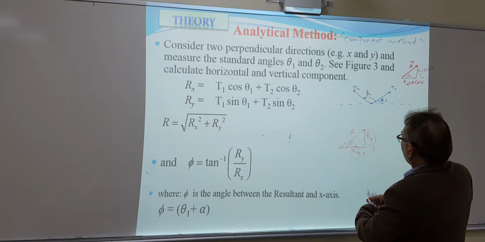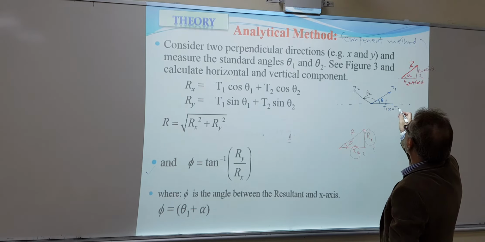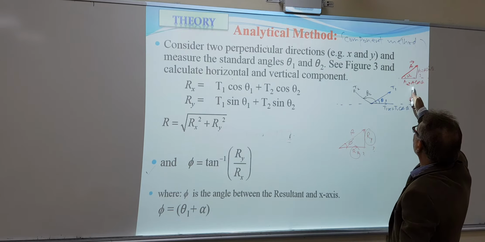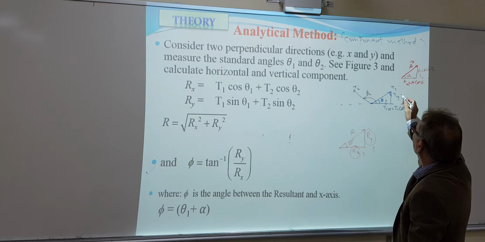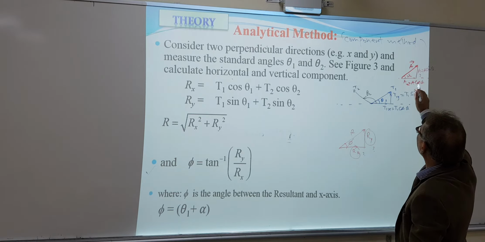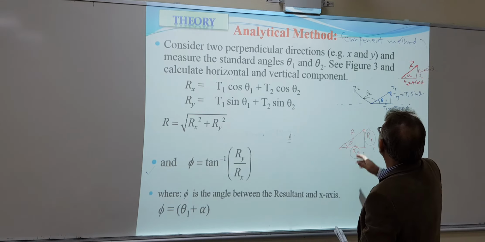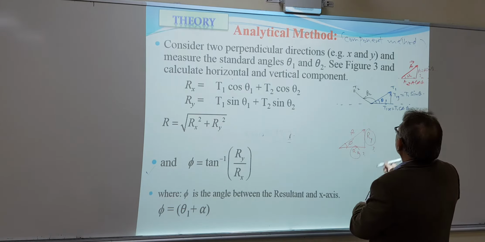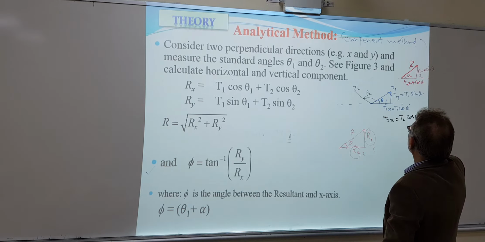For example, if I write for this one, this is T1x, which is T1 cosine theta according to this rule, and this is the y component of T1, which is T1 sine theta, like a cosine theta and a sine theta, with T1 instead of a, right? Similarly, you'll be having T2x and T2y.